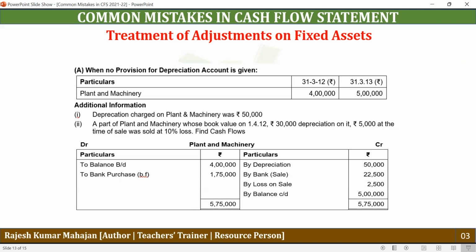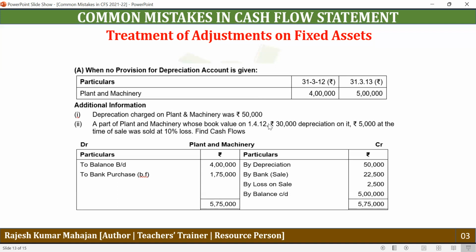One more important information you always need to keep in mind is that whenever total depreciation is given to you, and unless some special information is given, you will always assume that the total depreciation includes the depreciation of the sold asset. So it will be assumed that out of 50,000, if 5,000 has been charged on the sold part, it means the remaining 45,000 has been charged on the remaining assets, as well as on any new asset purchased.